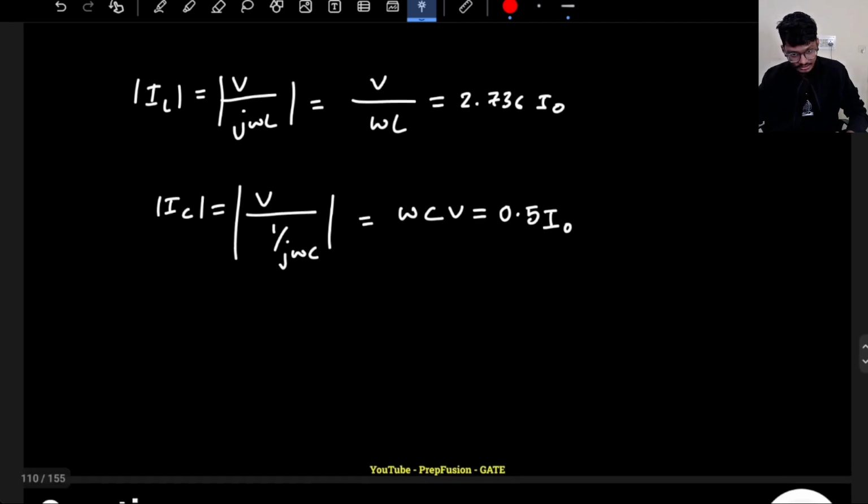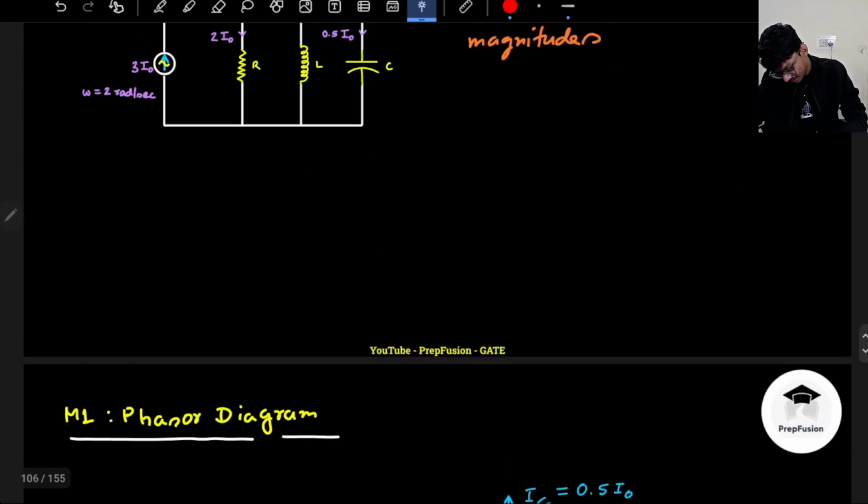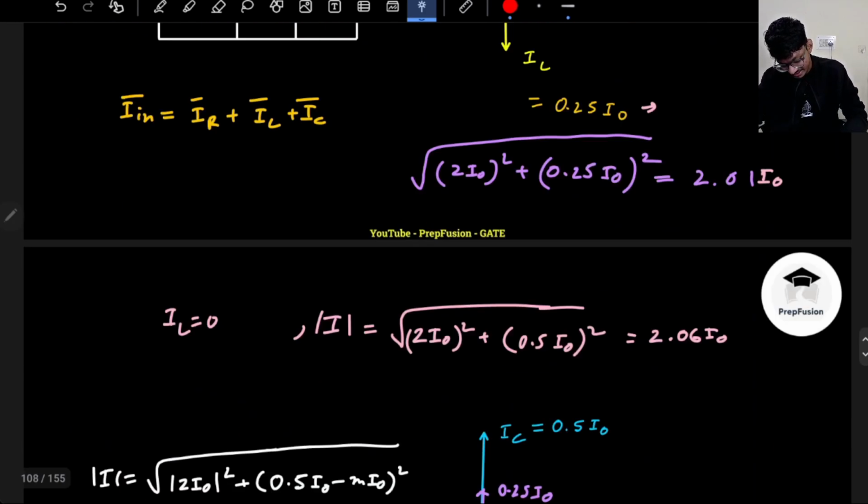Okay, if I take the ratio of these two, I have done a bit of mistake here, because I cancelled the omega. Omega was given, right? Oh, sorry. Omega was given here. Sorry, I missed the part. Omega is 2 radian per second. Okay, so omega is given.